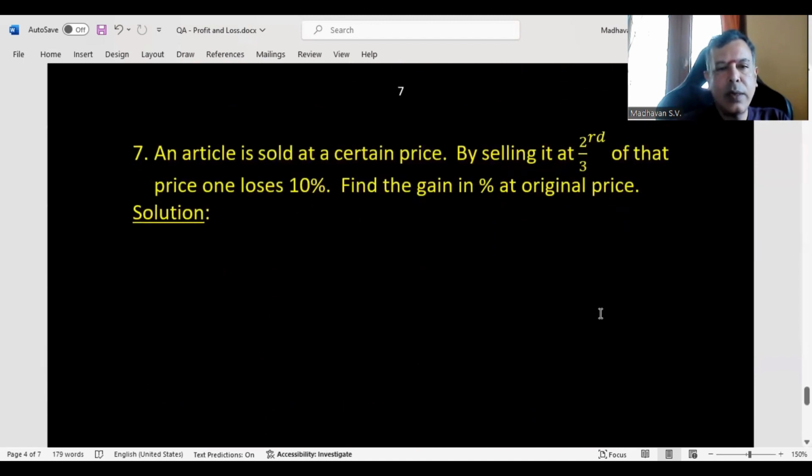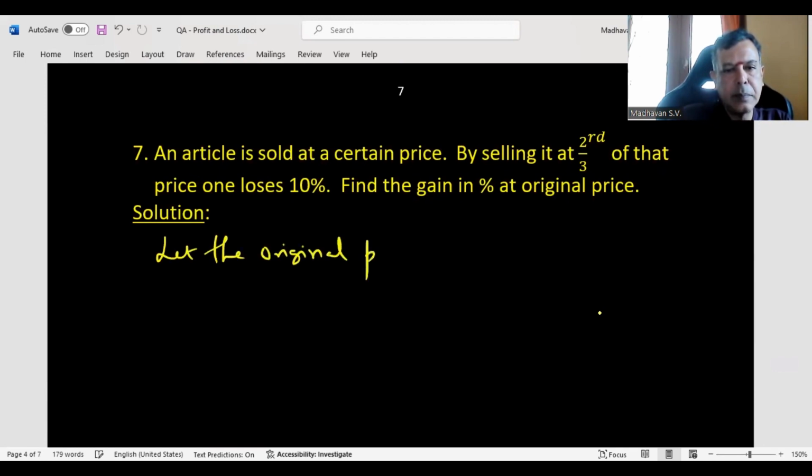An article is sold at a certain price. By selling it at 2/3 of that price, one loses 10%. Find the gain in percentage at original price. Let the original selling price be equal to X. Now, new selling price is given as 2/3 of this price, means 2 by 3 times X. At this price, they are making a loss of 10%.